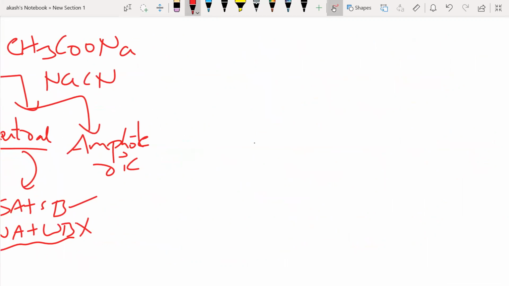Let me start with an acidic salt. Basically what we are doing here is calculating the pH of acidic and basic salts. If it's a neutral salt, I know what the pH will be, isn't it? 7, or at least close to 7. But acidic salts will have pH lesser than 7, and basic salts will have pH greater than 7.